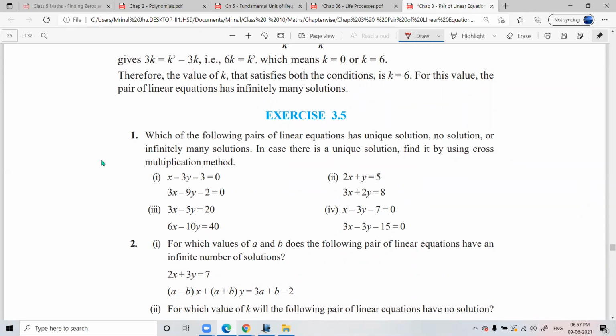Sir, even I have doubt in this, sir. I will also listen, sir. Yes, sure. So anyone who has doubt in cross multiplication, you can surely listen to me right now.